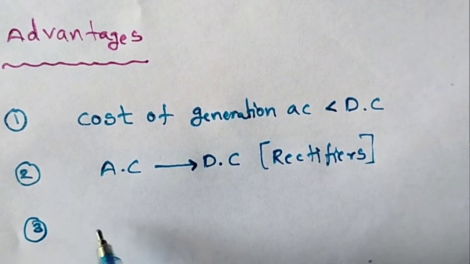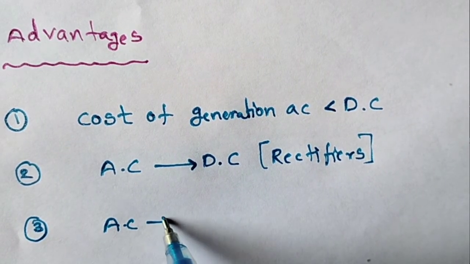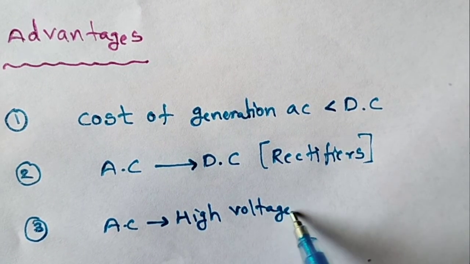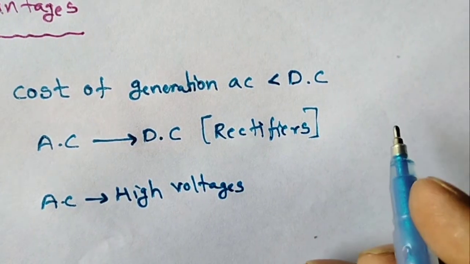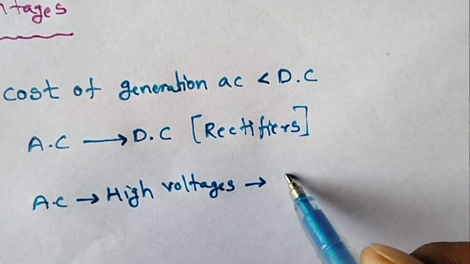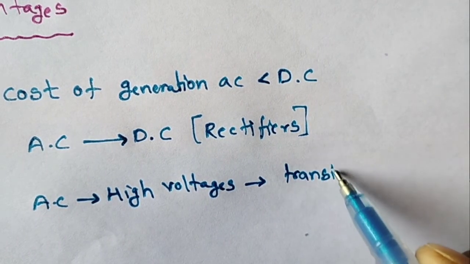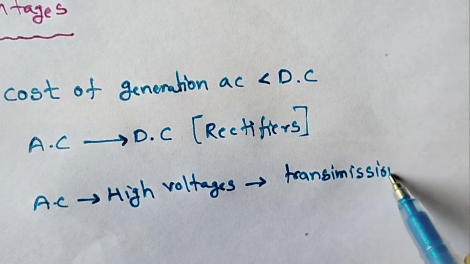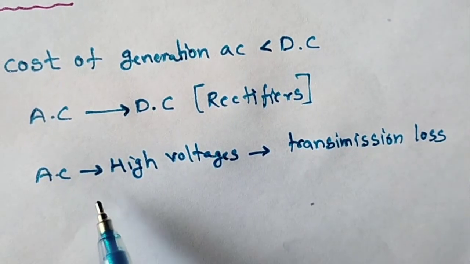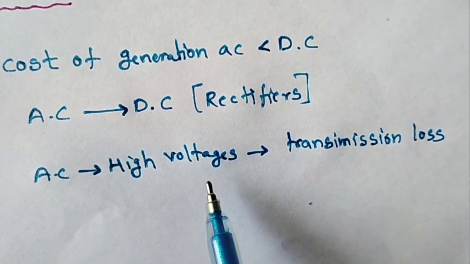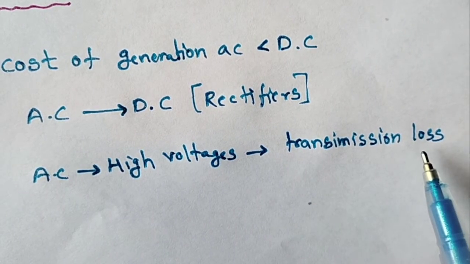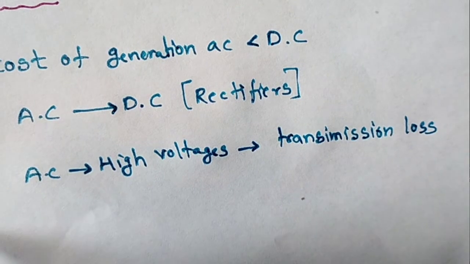And supply of AC current at high voltages. Suppose the AC current is supplied at high voltages, it minimizes transmission or line losses. Transmission losses or line losses are reduced where AC current is supplied at high voltages. In the wire, what happens? The transmission or line losses.